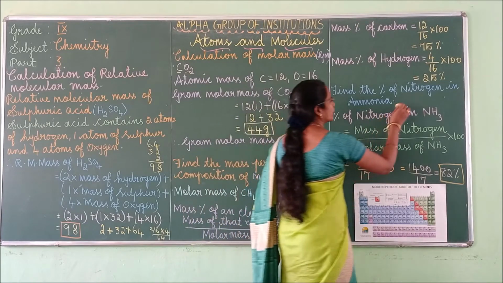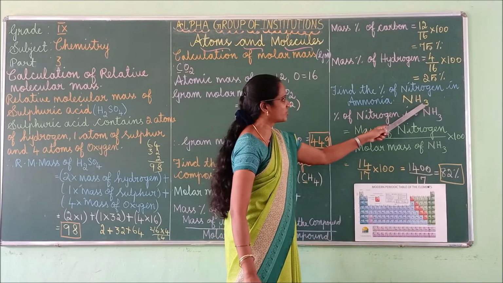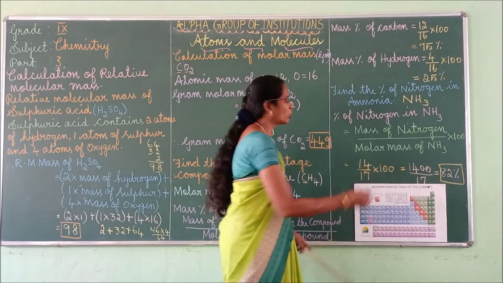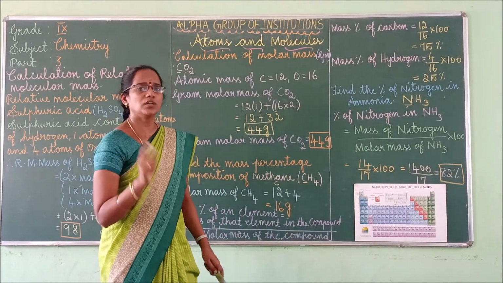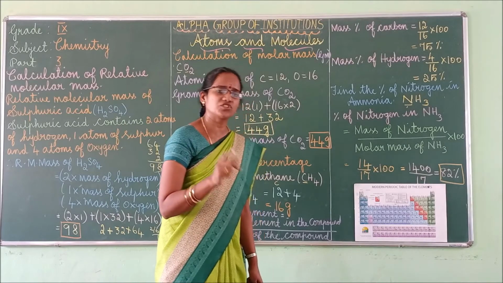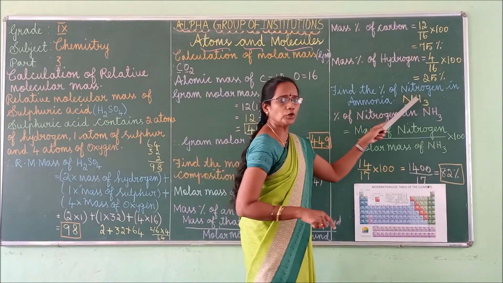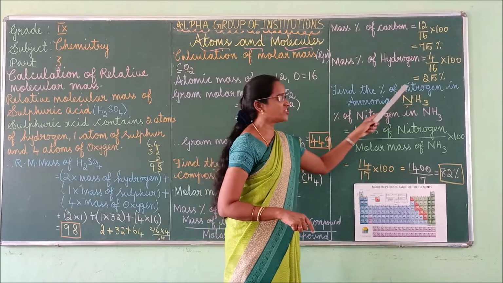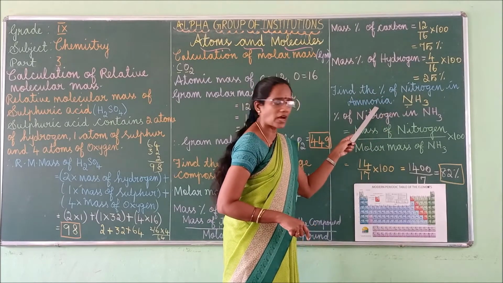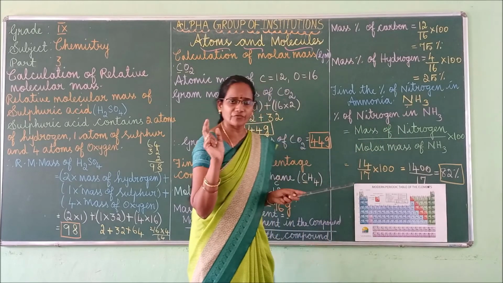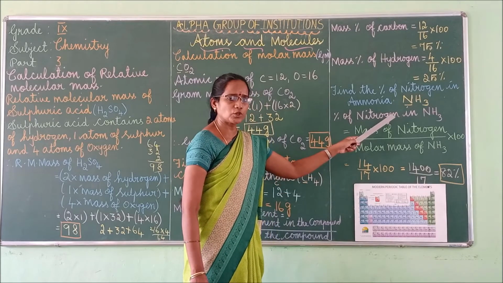What is the formula of ammonia? Formula of ammonia is NH3. For this NH3, they ask you to find out only the percentage for nitrogen, not for hydrogen. So read the question 1 or 2 times and only then can you understand the problem first. So no need to find out the percentage for hydrogen. In the question they have asked to find the percentage of nitrogen in ammonia. For nitrogen only you have to find out the percentage, right? So for first step what you have to do?